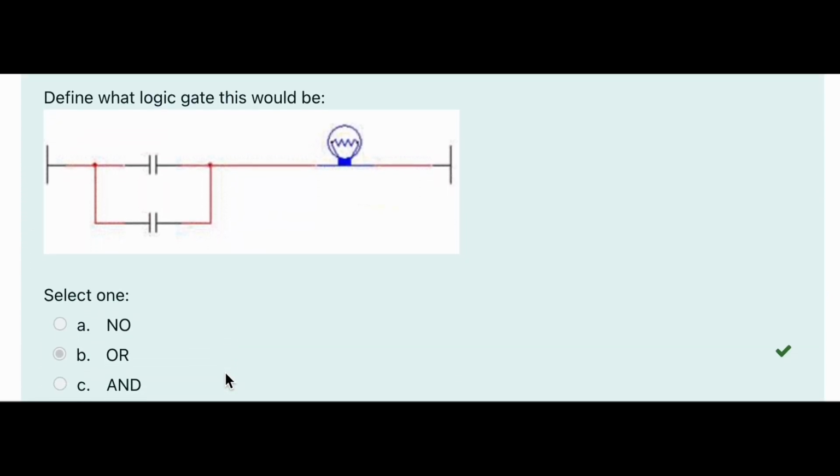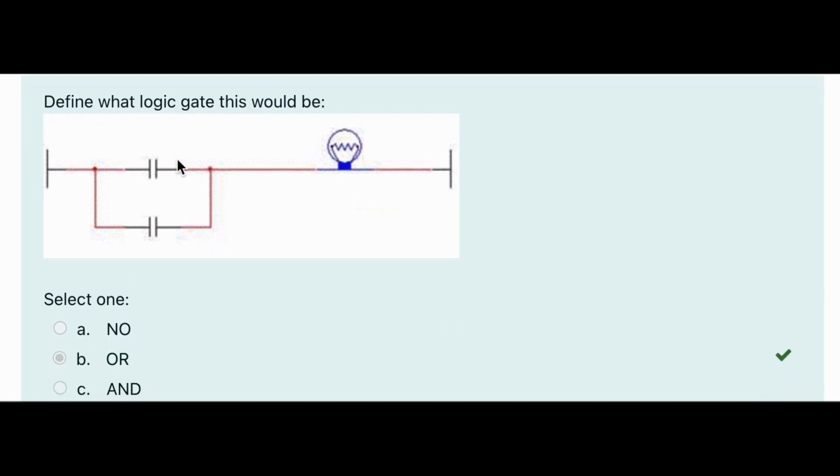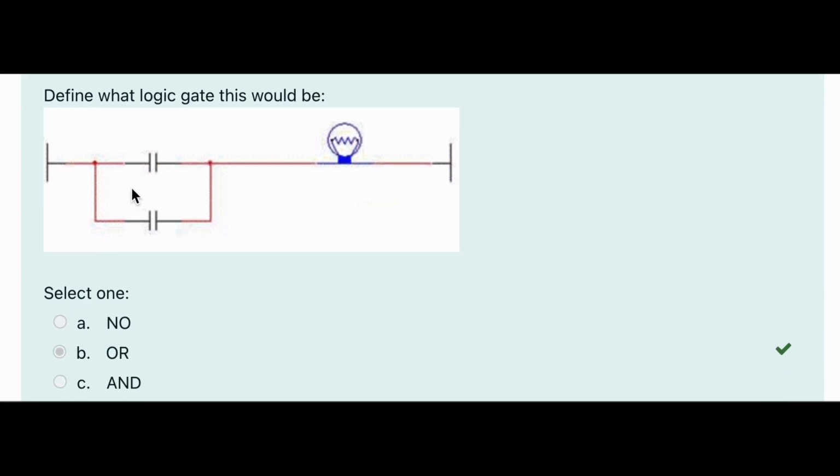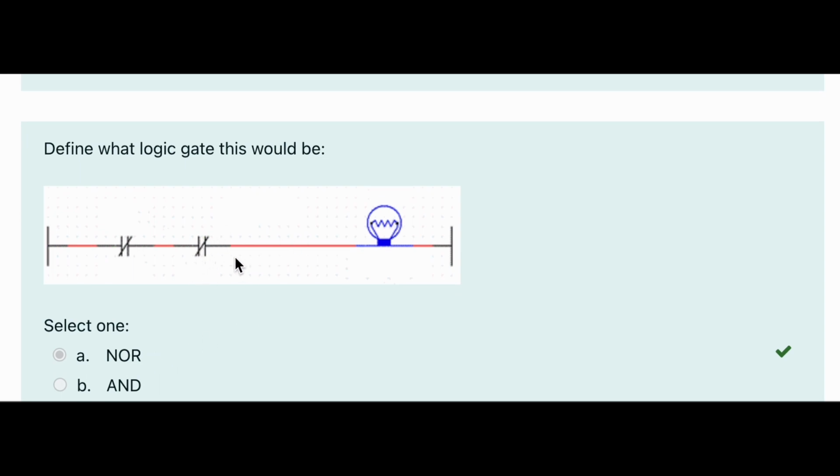We are to define what logic gate this would be. And it's very similar to what we have here, just with normally open circuits. So normally open, no current is going to flow through here, right? So when we have 0, 0, it's going to be an output of 0. But if we just close one of these, or if we close both of them, the current can flow through whichever one is closed, or both, if they're both closed. So then we would have 0, 1, 1, 1 for our outputs, which means this is going to be an OR gate.